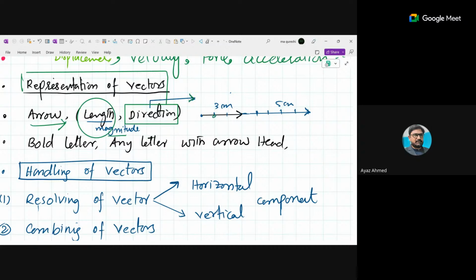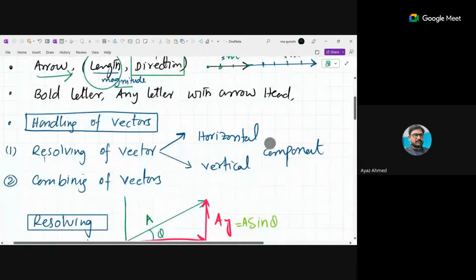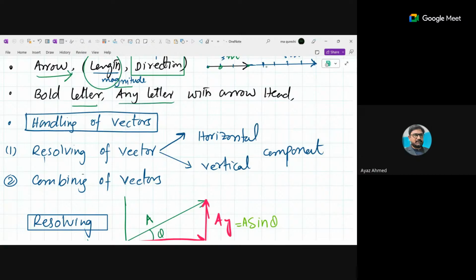For example, if I have a vector of 3 centimeter, then its length is 3 centimeter or 3 meter. And if I want to show a vector with length 5 centimeter, it shows something larger, right? In different books, it is represented by bold letters, or any letter with arrowheads. So this is how to represent a vector.